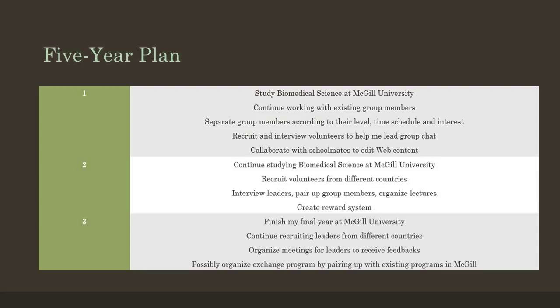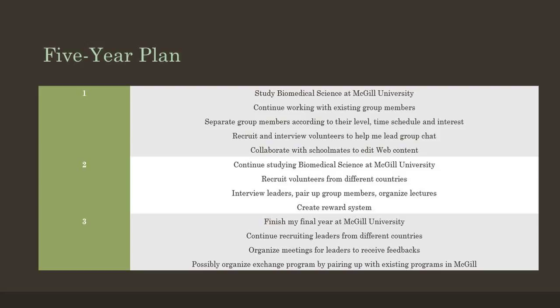In the second year, besides continuing to study, I'm going to start the second stage of my global action plan. That is, I will recruit volunteers from different parts of the world. I'm going to interview these volunteers, pair up group members, and organize lectures. And most importantly, I will create this reward system.